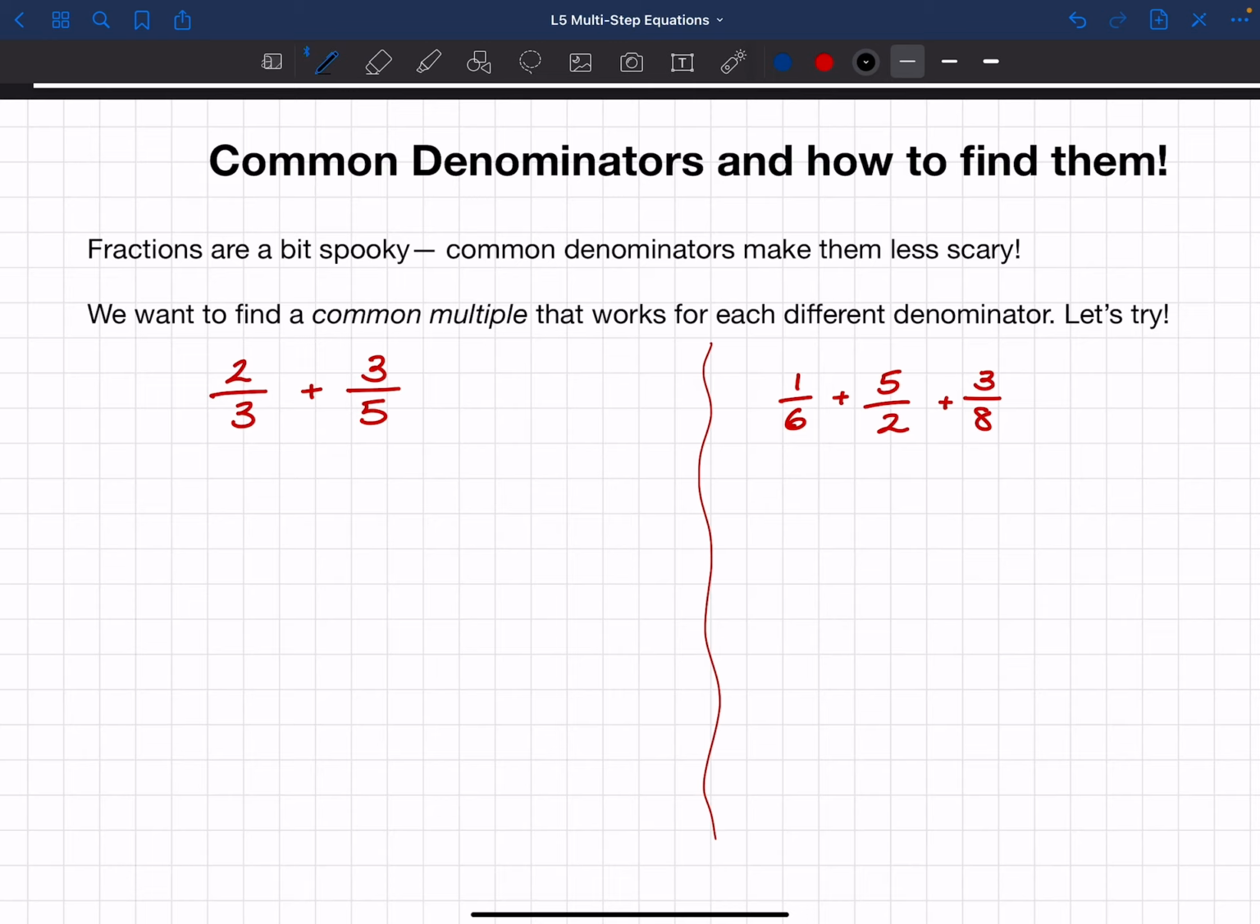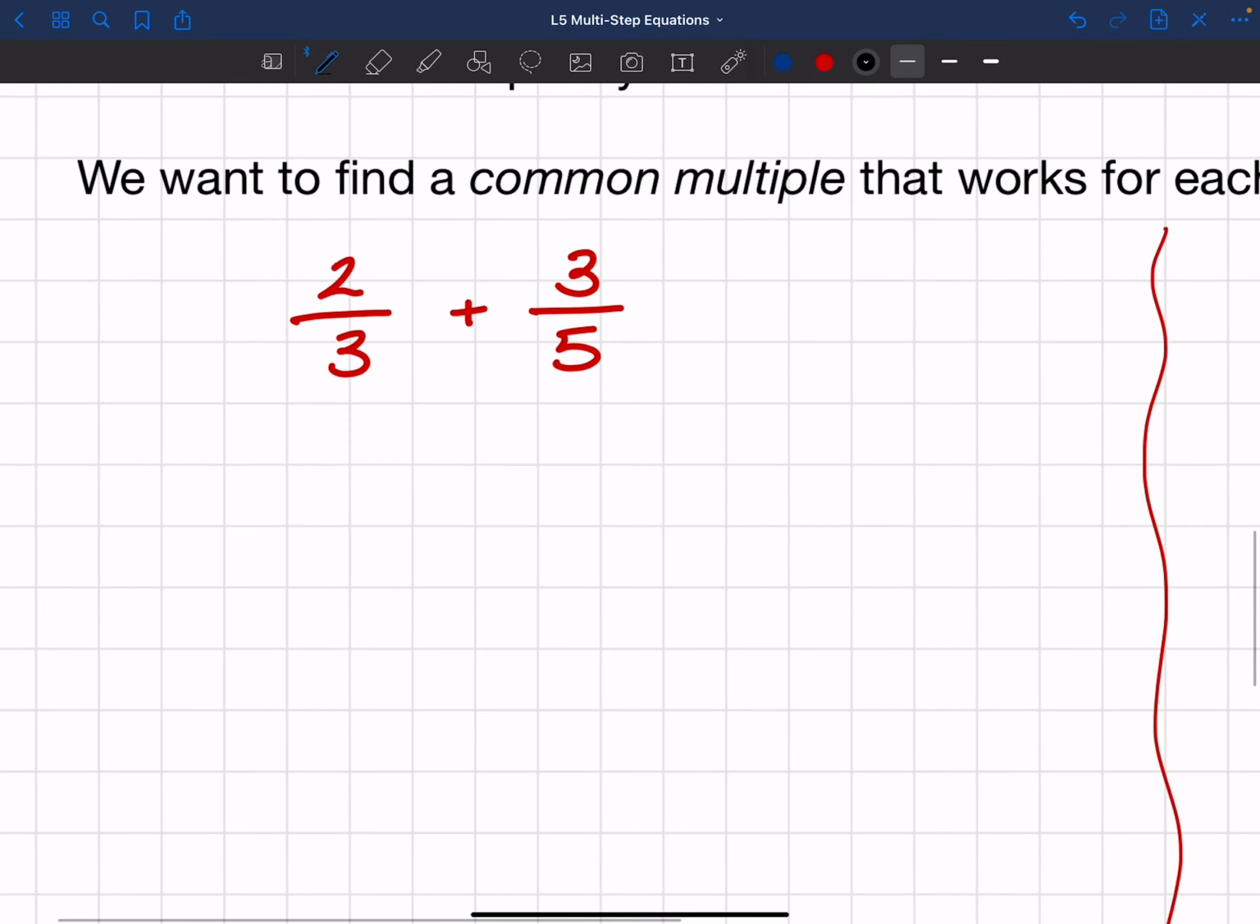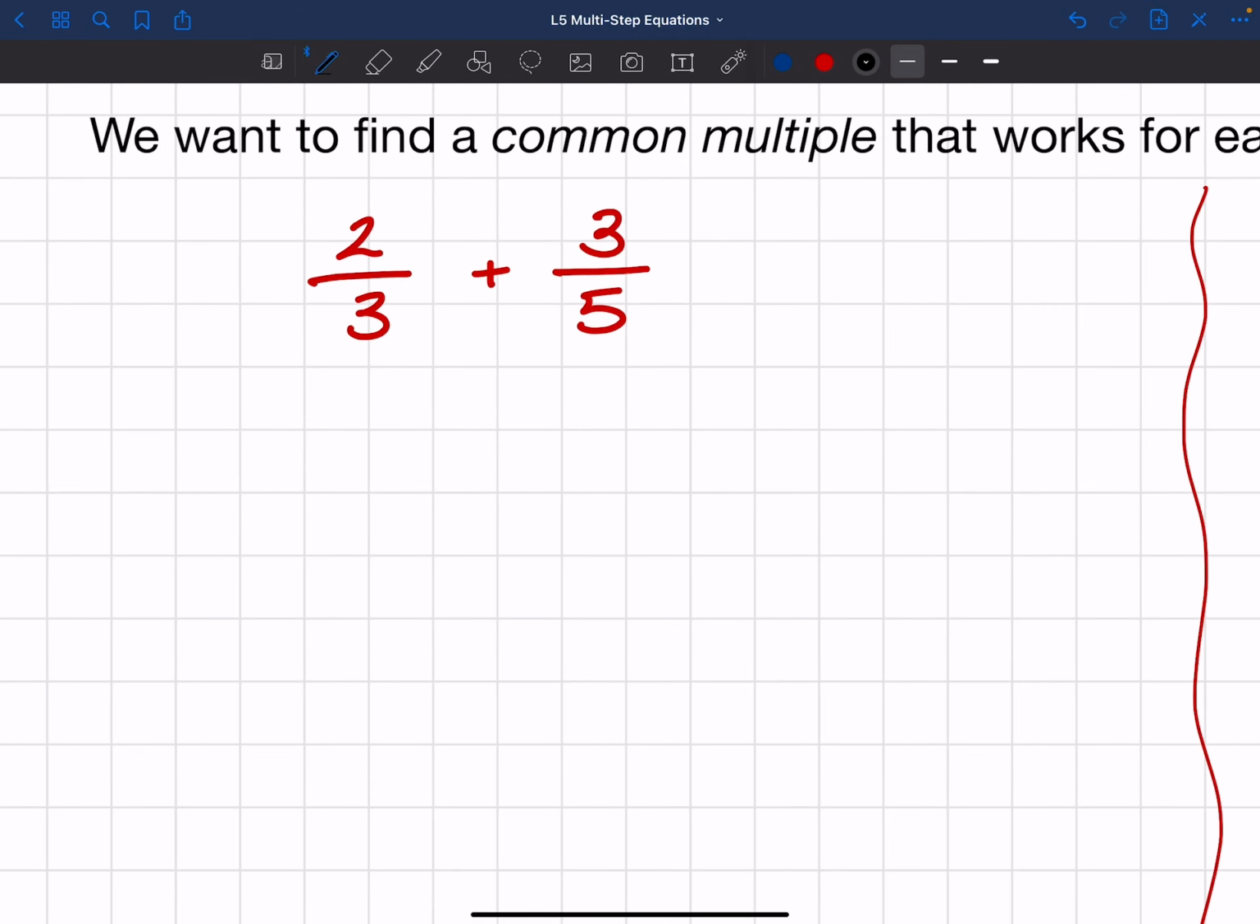So to find a common denominator, right, you may have heard about these in the past. What we really want to do is find a common multiple that works for each fraction. So there are a lot of different ways to do this, right? One of the easy ways sometimes is to just take your different denominators and multiply them, right? So on a problem like this, if I wanted to figure out a common denominator for 2/3 plus 3/5, just do 3 times 5 and I would get 15. Right? 15 is a good common denominator, right? We could use that just fine.